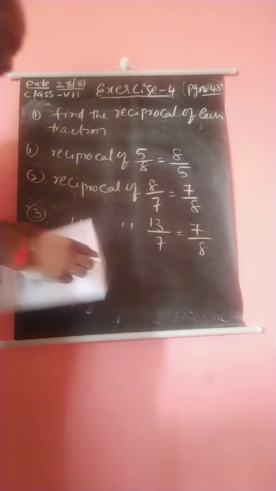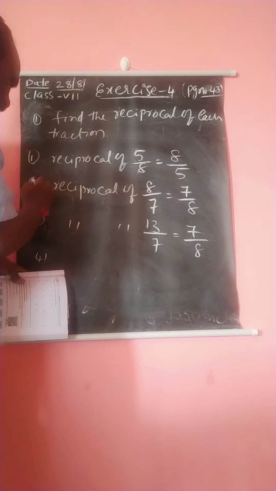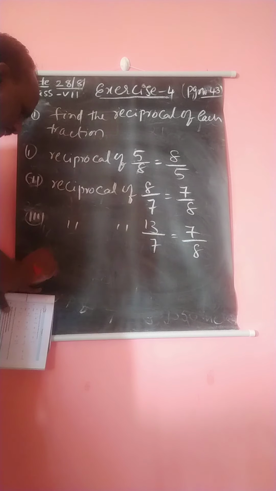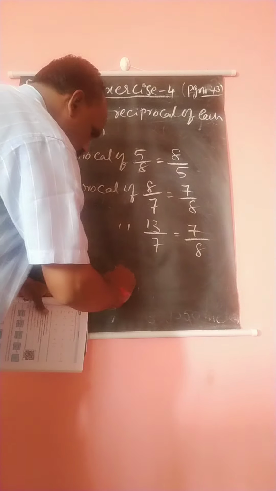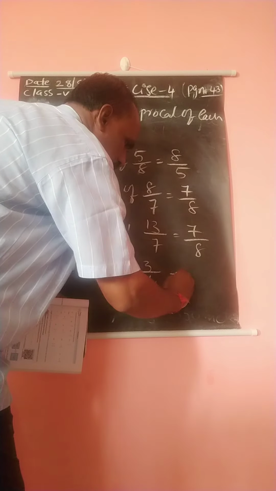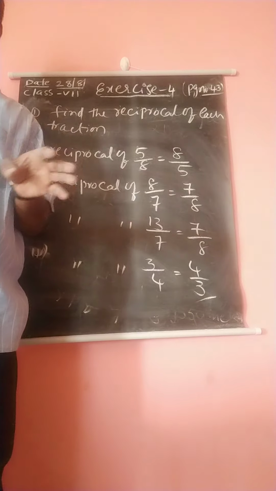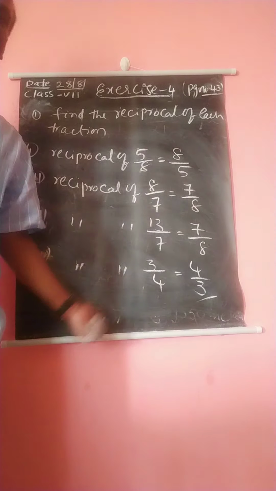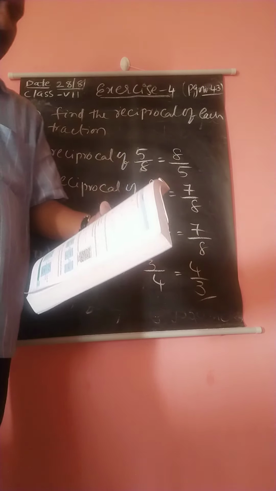Next, fourth one. First one, second one, third one, and fourth one is given there. 3 by 4. Reciprocal of 3 by 4 is equal to what you get? 4 by 3 will come. This is the reciprocal of a fraction. Simply interchanging the numerator and denominator is called the reciprocal of a fraction. Okay children, now we will go for that second Roman.